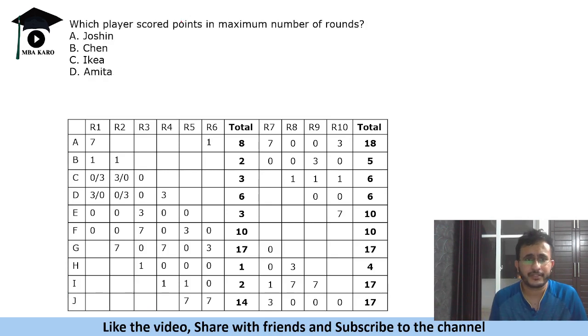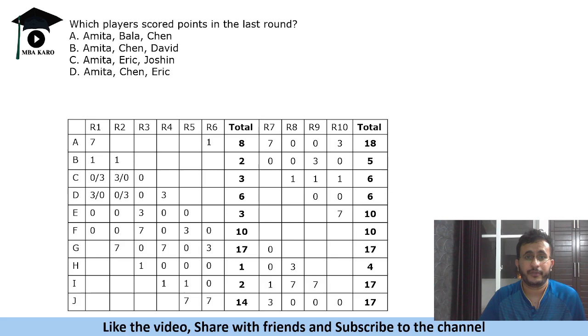Which player scored points in maximum number of rounds? Now this question could have been solved only after filling the complete table. So Joshin scored on 3 occasions. Chen scored 1 and 3 more times, that is 4 times. IKEA scored 1, 2 and 3, 5 times. And Amita scored on 4 occasions. So the answer is IKEA.